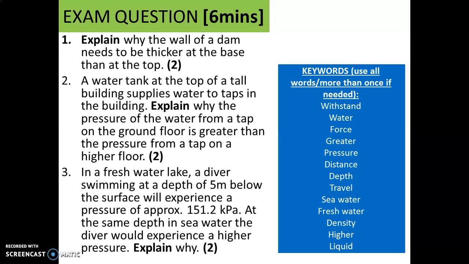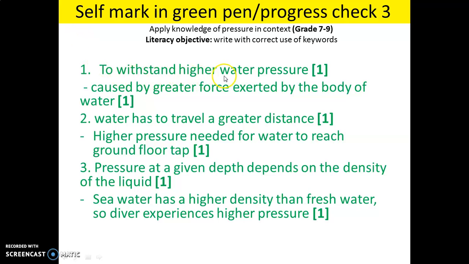Alright, so let's go through the answers together. Question 1, explain why the wall of a dam needs to be thicker at the base than at the top. To withstand higher water pressure, mark 1. Caused by greater force exerted by the body of water, mark 2.